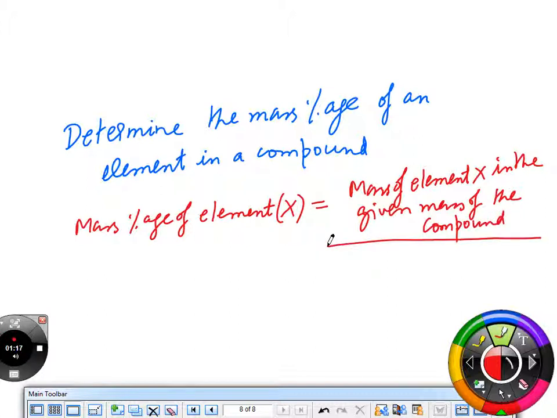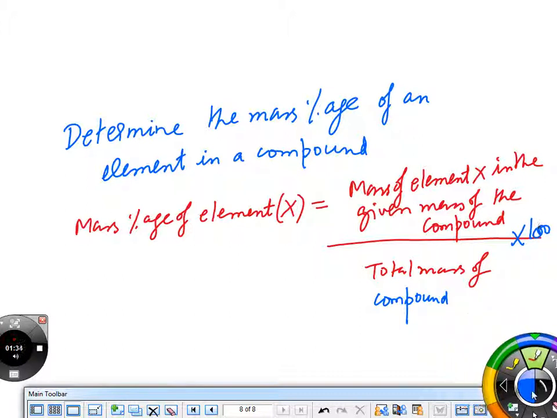let us divide this by total mass of compound, multiply by 100. This is how you calculate percentage. Let us take an example. इसको समझते हैं कैसे. एक एग्जाम्पल लेते हैं.